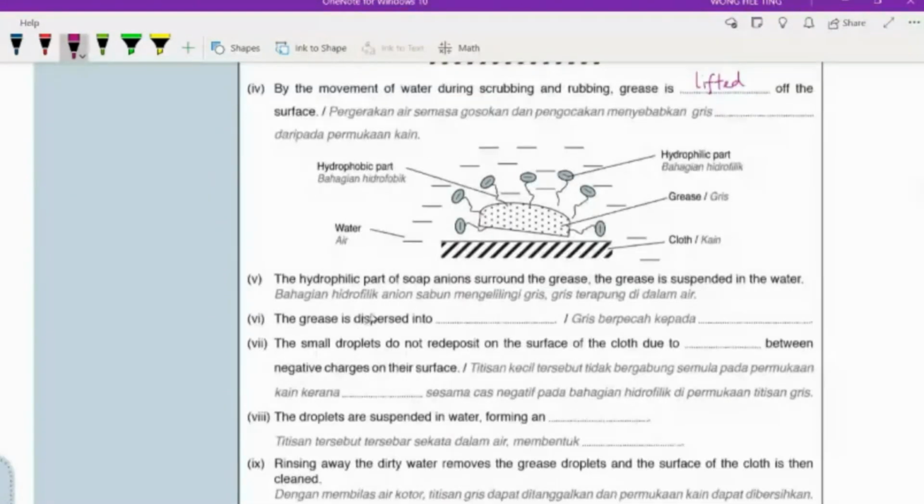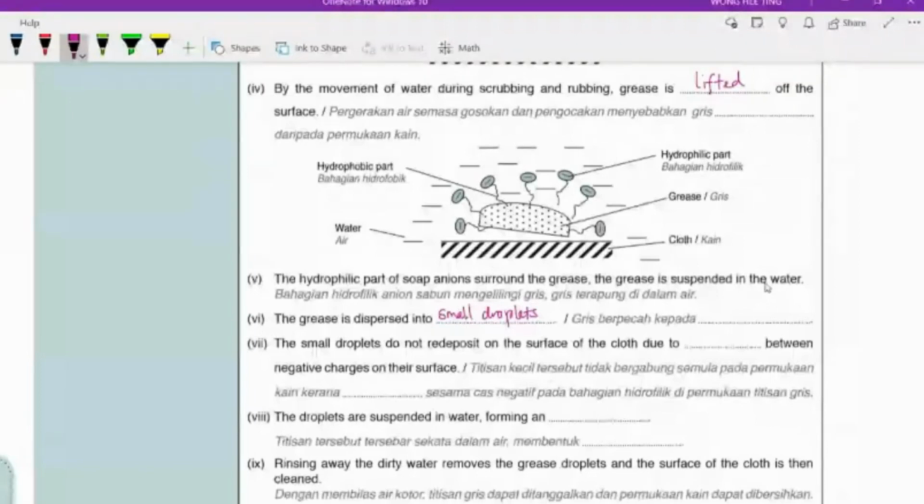Then the hydrophilic part of the salt and ions surround the grease, and then the grease is suspended in the water, right? Okay, you go in and then you suspend it. Then the grease is dispersed into what? Into small droplets. Okay, this one is considered bigger, then you maybe cut it in half, and it becomes smaller droplets.